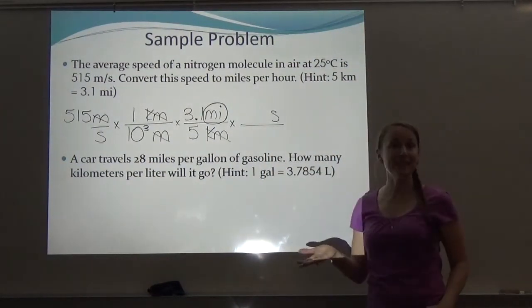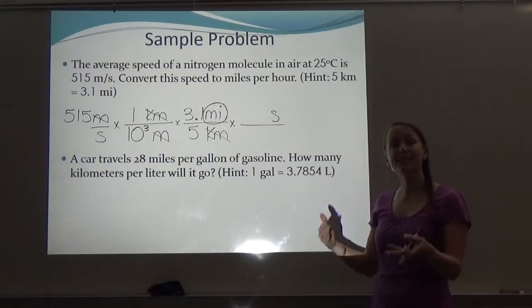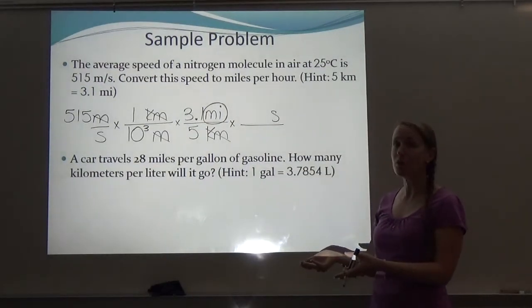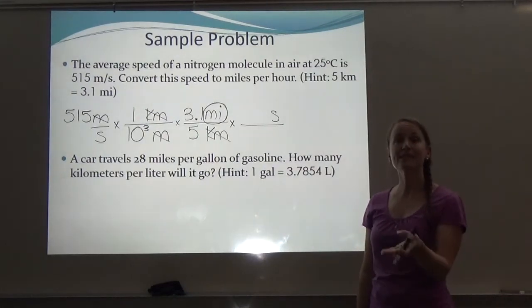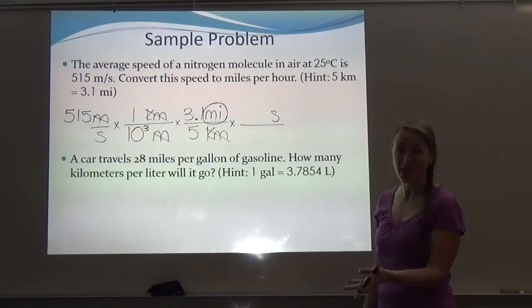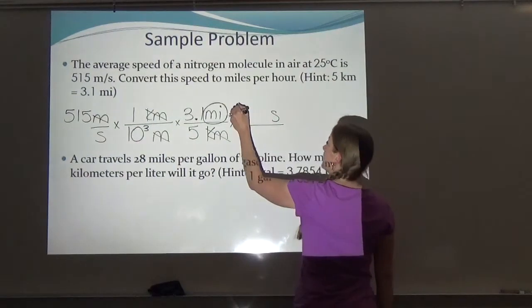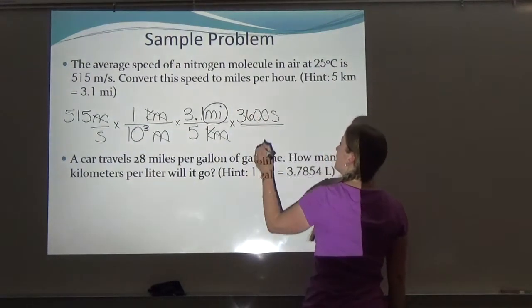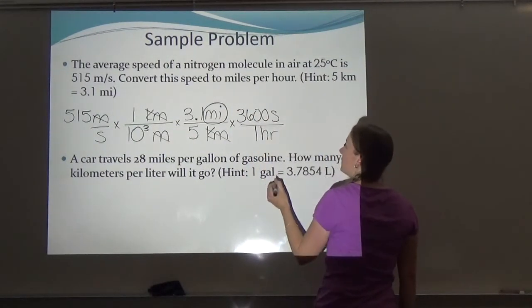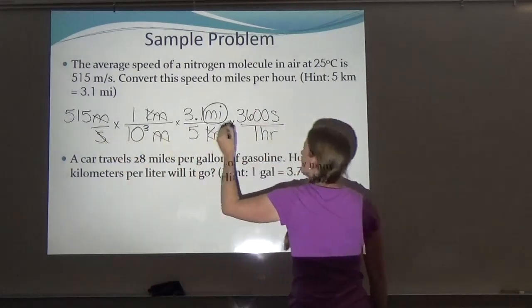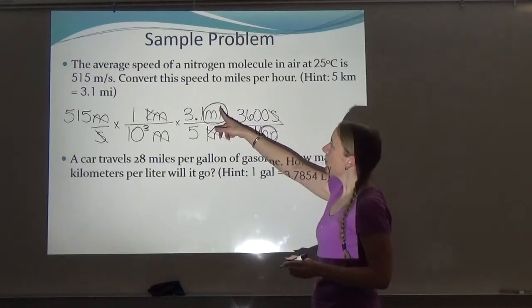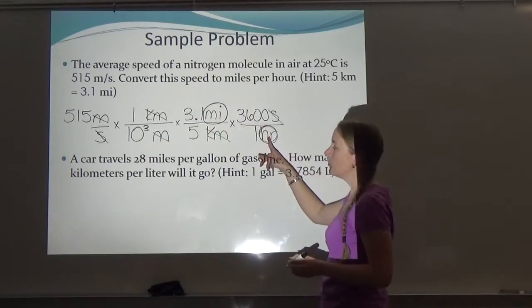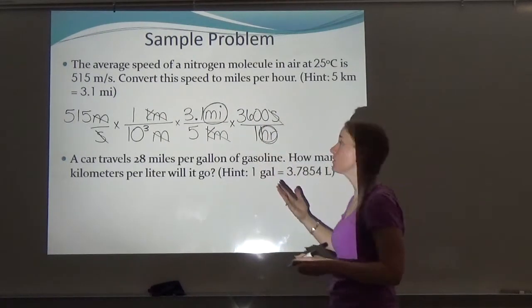Now, how do we get the seconds to hours? Well, of course, you can do 60 seconds in a minute, 60 minutes in an hour, or you can do our shortcut of 3,600 seconds equals 1 hour. So I'm going to do it that way. So 3,600 seconds equals 1 hour. All right, so see my seconds cancel, and now I'm left with hours. And so you can see now I have miles over hours, which is what I want, miles per hour.